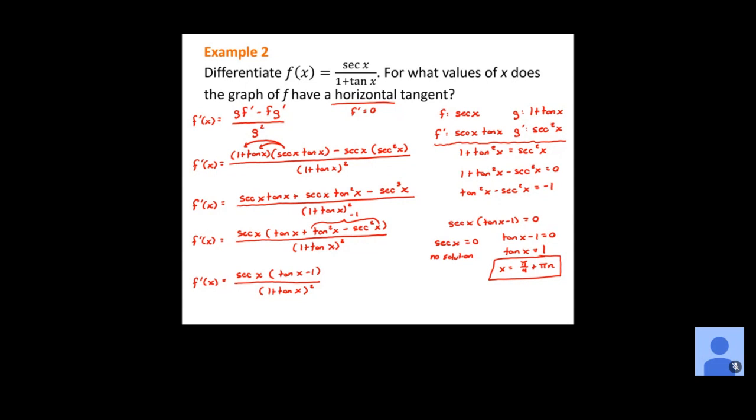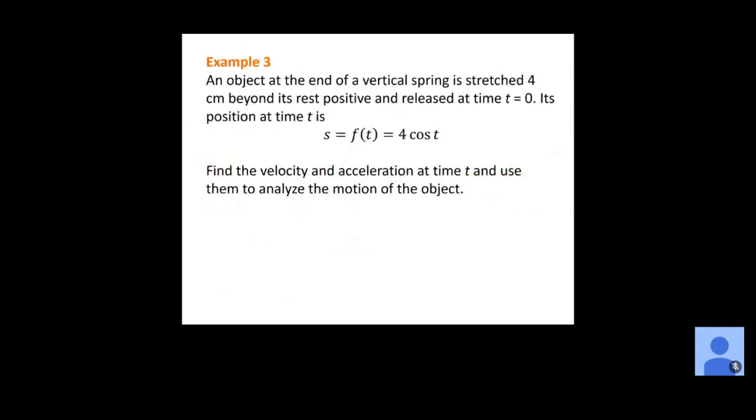All right. So, Example 3. We have an object at the end of a vertical spring that's stretched out 4 centimeters beyond its rest position, and released at time t equals 0. Its position at time t is this function, s equals f of t, which is 4 cosine t. We want to find velocity and acceleration at time t, and then look at the graphs of these to think through what's actually happening in this scenario.